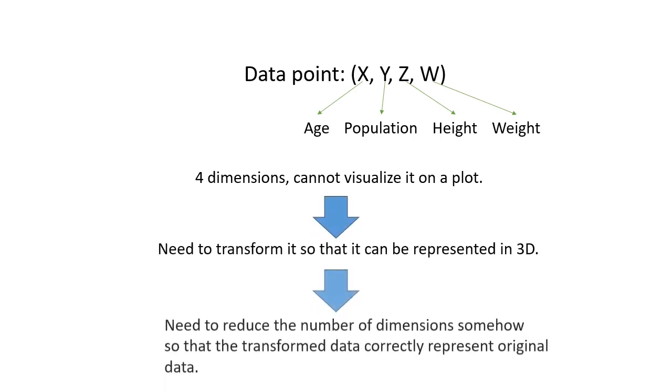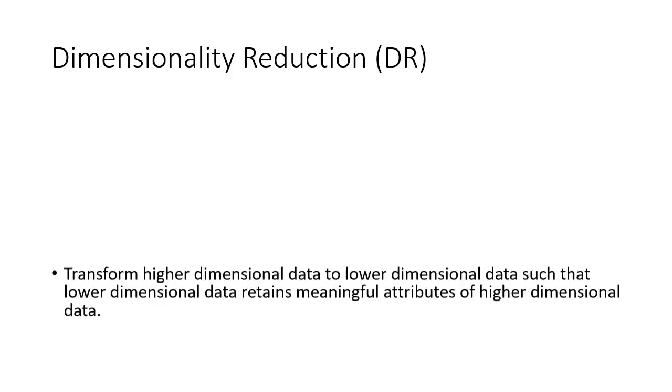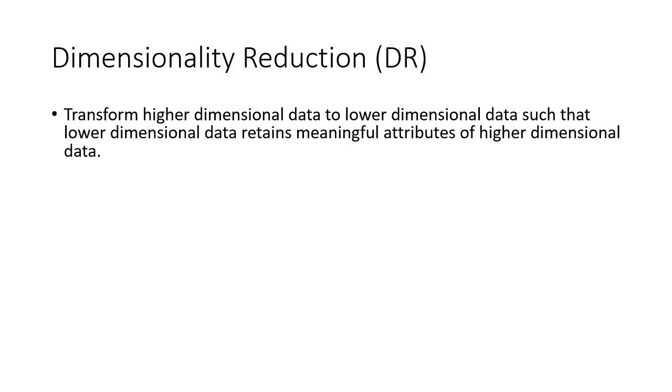So for that we need to somehow reduce the number of dimensions so that the transformed data correctly represents the original data. Dimensionality reduction consists of techniques to transform higher dimensional data to lower dimensions such that the meaningful attributes of higher dimensions are retained in the lower dimensions. So it tries to create a mapping from higher dimensions to lower dimensions.